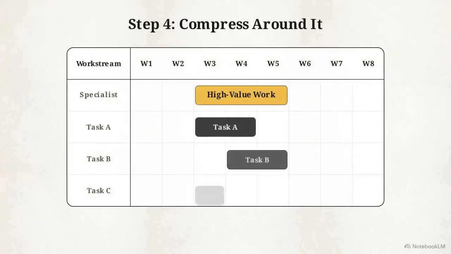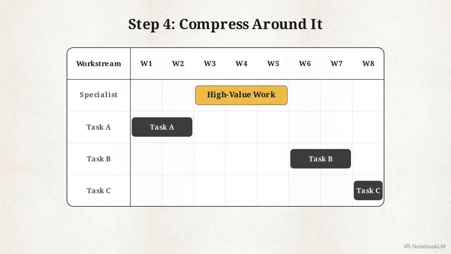Step 4 is to compress around it. Take all the remaining tasks and sequence them strictly around the real availability of that bottleneck resource. Everyone else gets scheduled around that person, never the reverse.